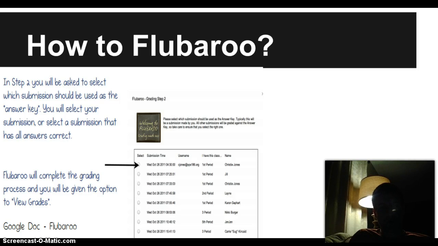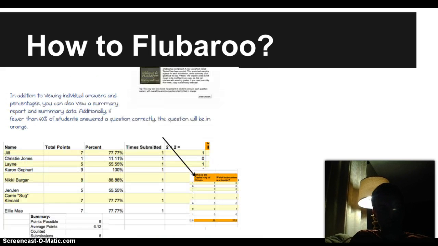Once Flubaroo completes the grading, you now have a view grades option, and this screen shows you what your results look like. It'll have the student name, their percentage, what questions they missed, and how many points possible, and things like that. So you can really zero in on how your students did collectively and individually.